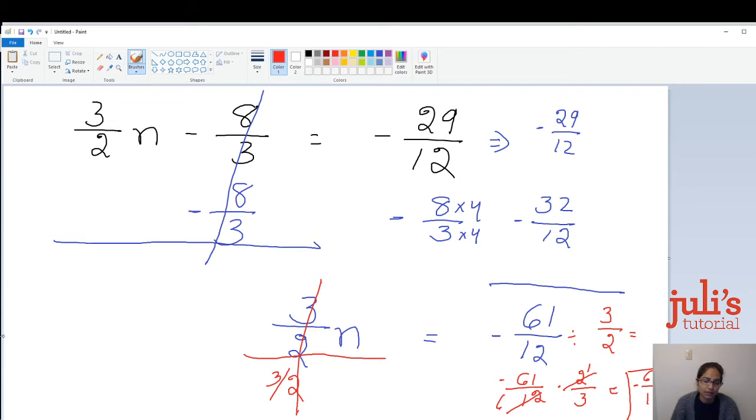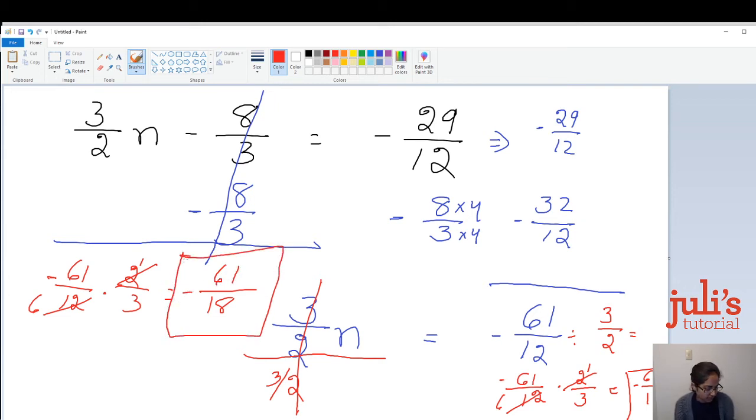I'm going to show you again on this side. So what we did is negative 61 over 12. We're multiplying it by 2 over 3 since we had to flip it. And I cancel this out since 2 goes into 12 6 times. And then we have 6 times 3, 18. And 61 times 1 is 61. And the whole answer is negative. Okay, and that is the answer.